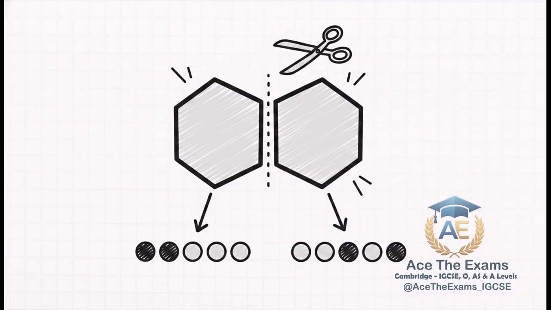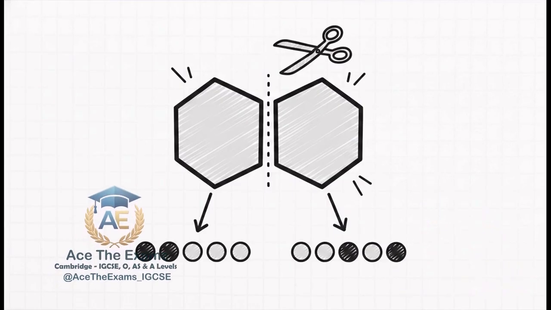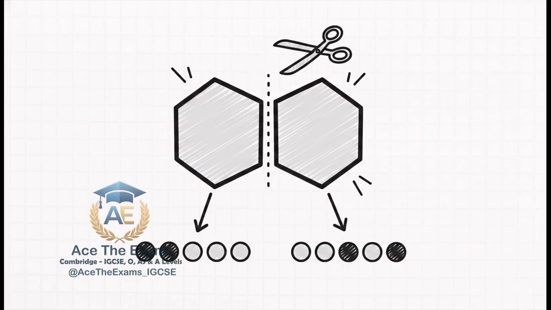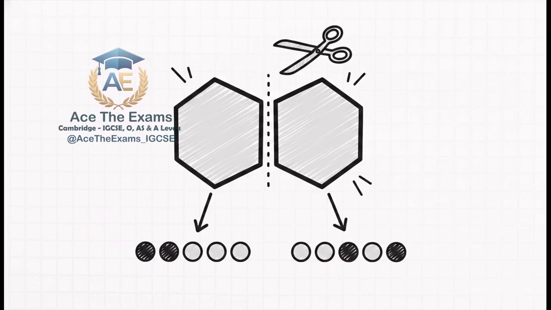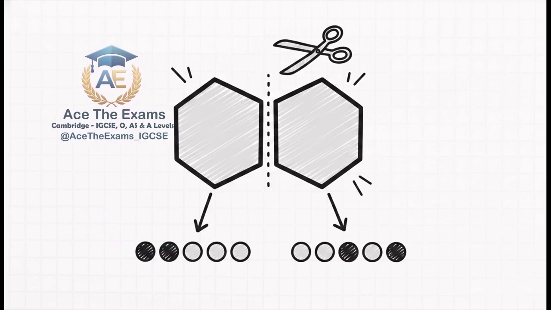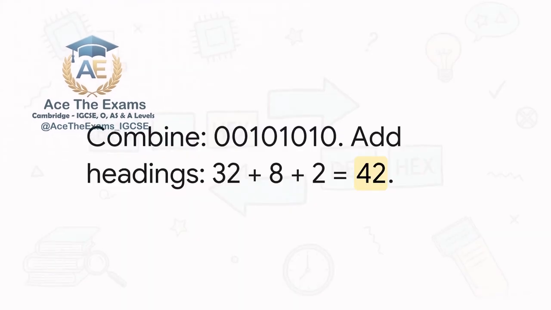For step 1, we split the hex 2A into 2 and A. Moving to step 2, we convert them. The 2 translates to the binary nibble 0010. The A, which remember represents Denary 10, becomes the binary nibble 1010. Now for steps 3 and 4.